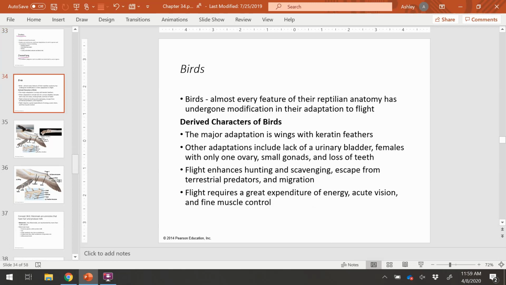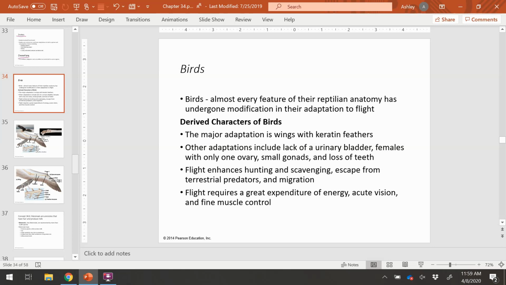And then moving along to birds, which is classified as a reptile here. But everything about their anatomy has undergone changes or modifications to allow them to fly. And so they're very much their own little world in that they have all these different features that are not shared with the rest of the group of reptilians here. And so instead of scales, they have feathers. These feathers are made up of the protein keratin that allow for them to fly.